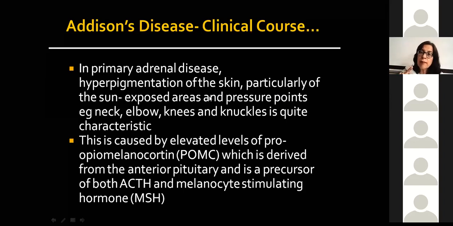So you must remember that any condition in which the ACTH is increased, there will be pigmentation. Cushing's also, if it is due to ACTH increase, it will cause pigmentation. Addison's also causing ACTH increase, it will cause pigmentation. If ACTH is not increased, there will be no pigmentation. Very important, you have to remember this.